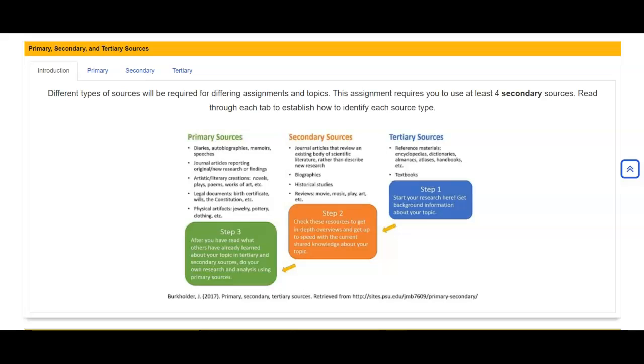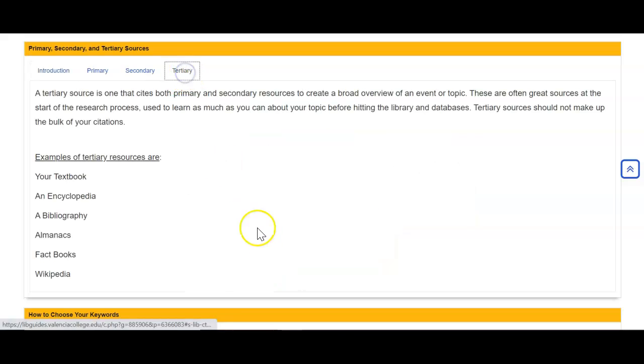We actually start on the right with tertiary sources. This is usually step 1 in the research process. Tertiary resources usually cite primary and secondary sources and don't incorporate any new or personalized research from the author. These are usually general overviews, encyclopedias, a textbook. Think about sources that cite lots of other sources as the bulk of the information.